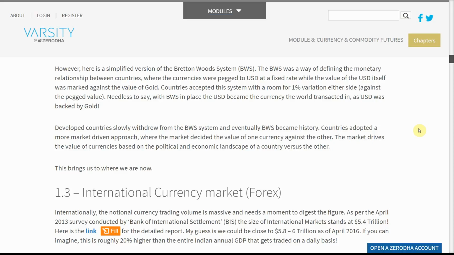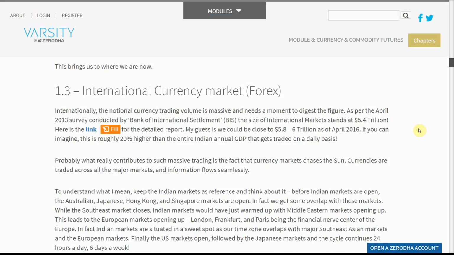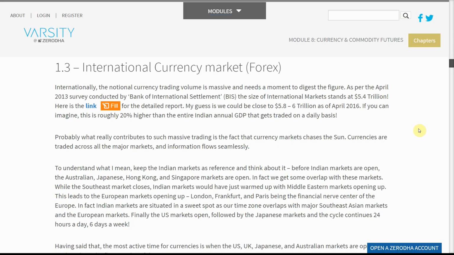As USD was backed by gold, developed countries slowly withdrew from the BWS system and eventually BWS became history. Countries adopted a more market-driven approach, where the market decided the value of one currency against the other. The market drives the value of currencies based on the political and economic landscape of a country versus the other. This brings us to where we are now. 1.3 International Currency Market, Forex.